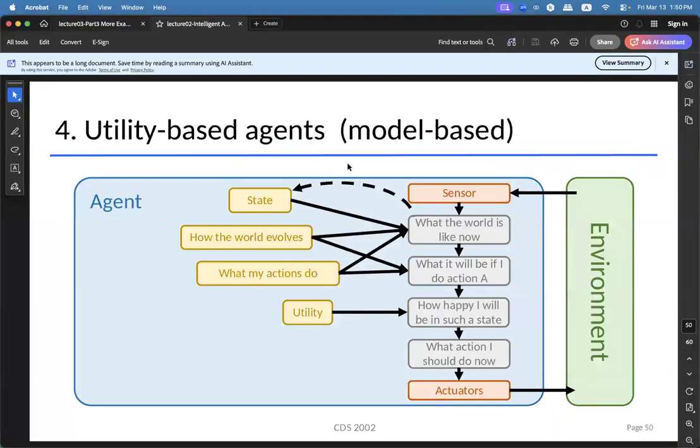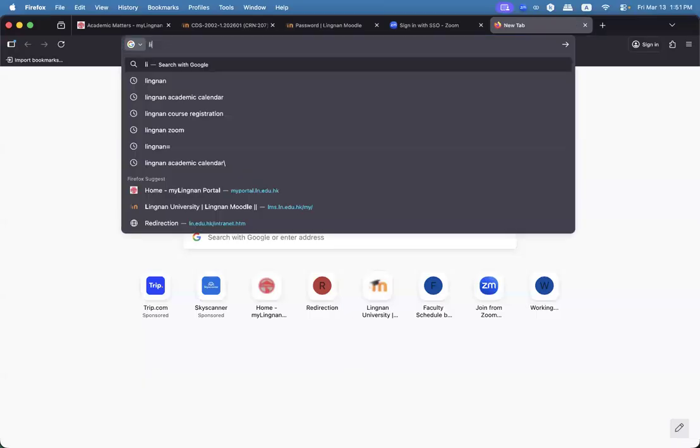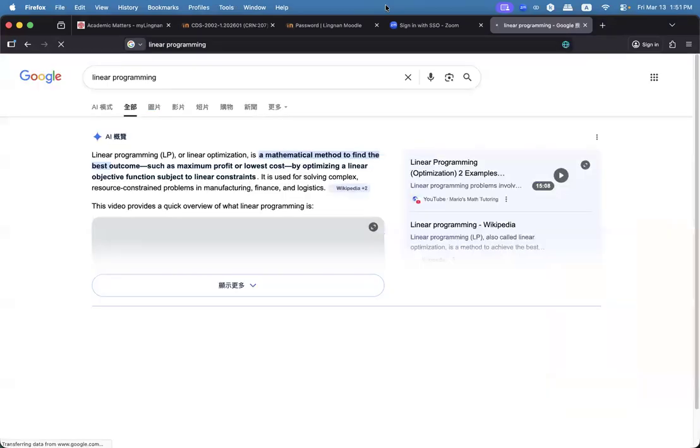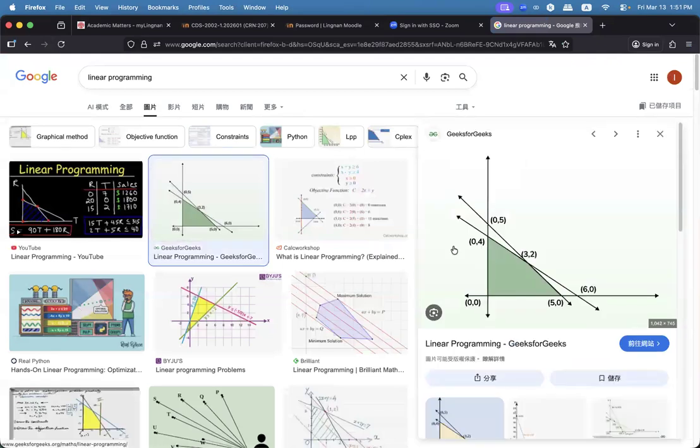So you remember that in mathematics you may have learned that you have two functions and you try to find the optimal value that satisfies two different equations. Oh, linear program. Yeah, linear program. So essentially what we are trying to do is something similar to linear programming. Or maybe I can find an example right here.